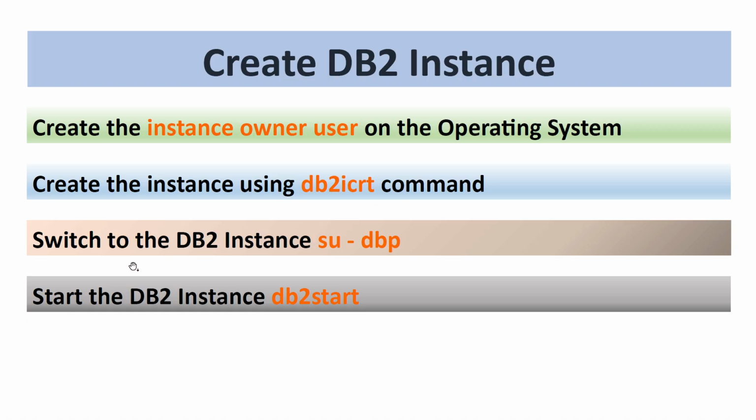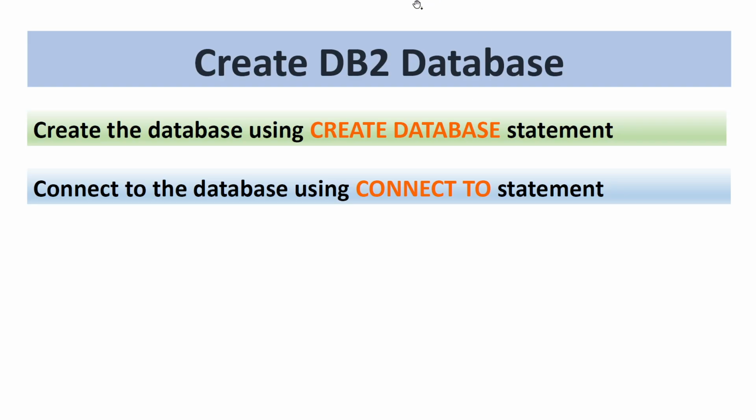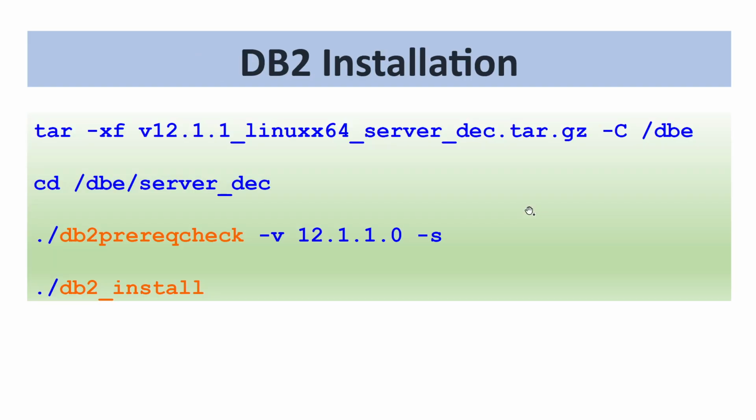Once the instance has been created, we can switch to that instance. Here, this DPP is nothing but the instance owner. Based on your requirement, you can use whatever instance owner ID you want to use. That becomes the instance owner or instance name. Once you switch to that instance, you are automatically connected to it, and then you can use db2start to start the DB2 instance. Once the instance has been created and started, we are ready to create the database. Create the database using the create database statement, and then you are ready to connect to the database using the connect to statement. Now let's see the steps one by one in detail.